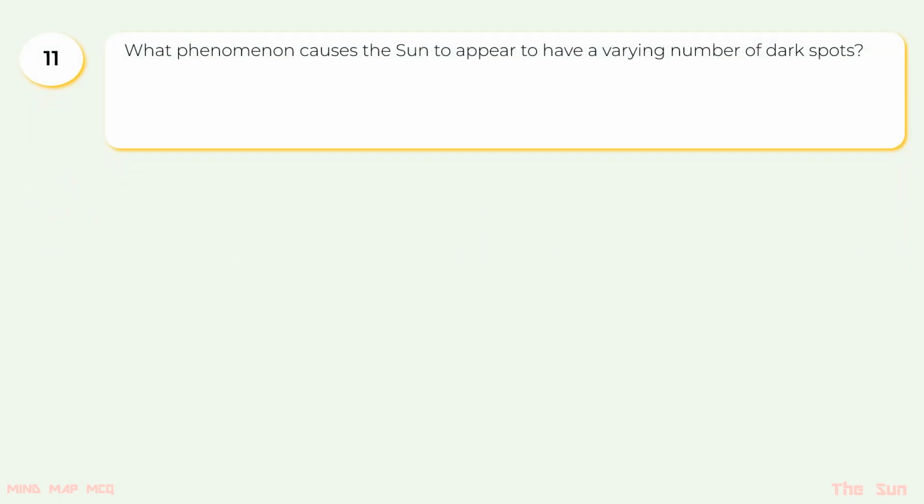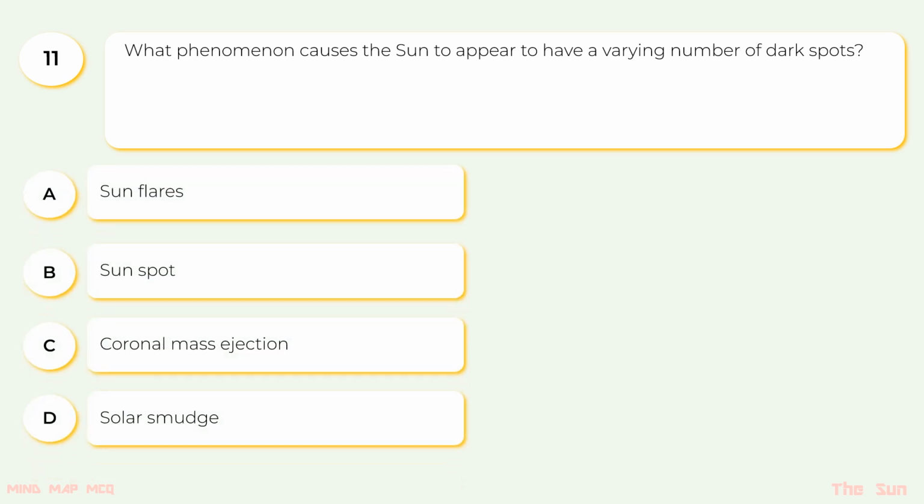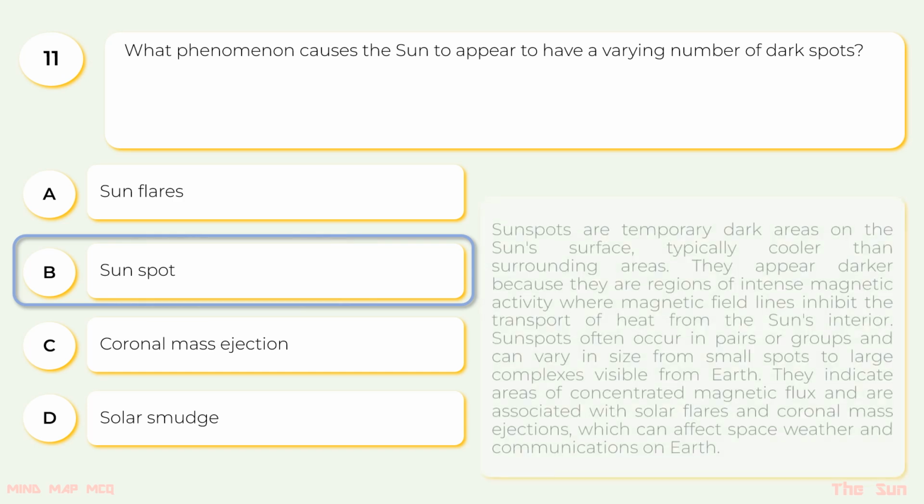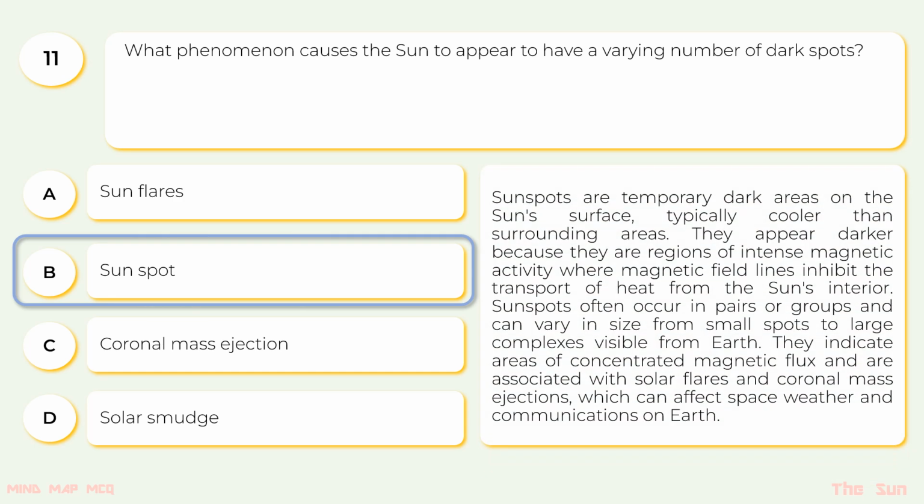Question 11. What phenomenon causes the Sun to appear to have a varying number of dark spots? A. Sun flares, B. Sunspot, C. Coronal mass ejection, and D. Solar smudge. The correct option is B. Sunspot. Sunspots are temporary dark areas on the Sun's surface, typically cooler than the surrounding areas.